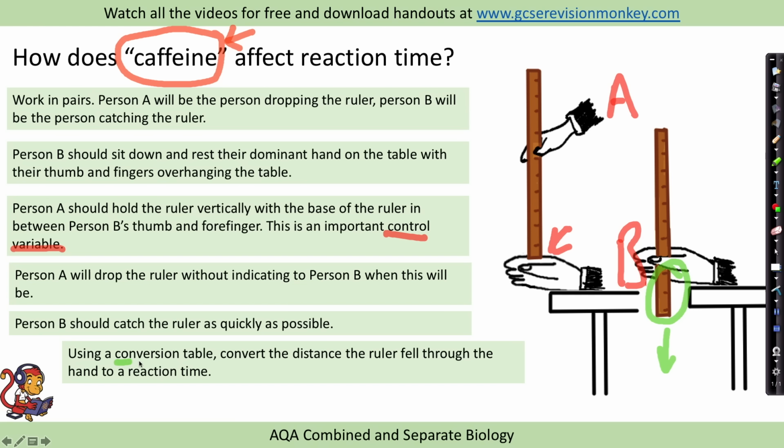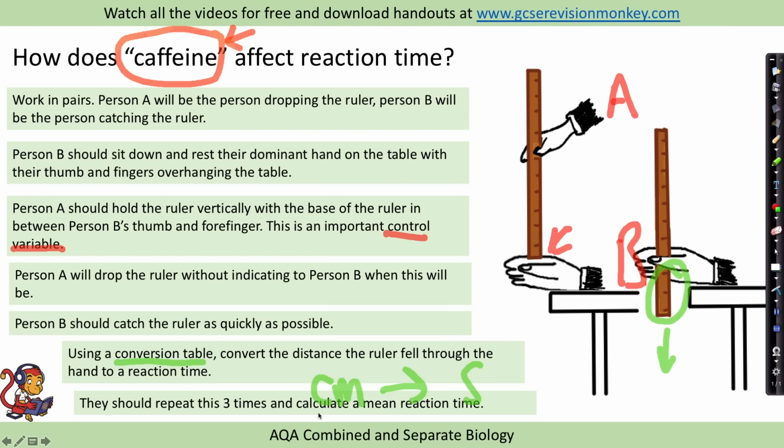We can then use a conversion table to convert the distance the ruler fell through the hands into a reaction time. So this will turn the centimetres from the ruler into a time in seconds. We would then repeat this 3 times and calculate a mean reaction time. So you've got the reaction time for person B. We're then going to change this factor here, the amount of caffeine they've drunk, and then we're going to repeat the experiment.